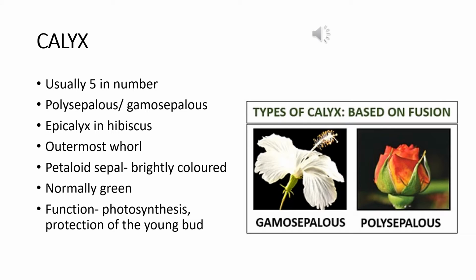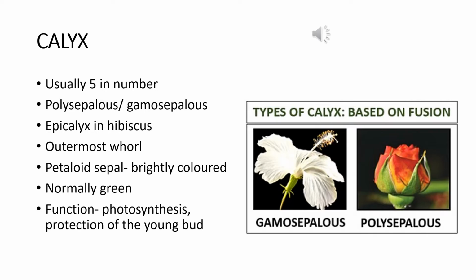Now the different parts of the calyx can be joined together, which is called gamosepalous calyx, and they might be separated from each other totally, which is called polysepalous calyx. The example of gamosepalous calyx includes the hibiscus, as we can see that all of the parts of the calyx are joined together. But in the rose, as we can see, all the parts of the calyx are separated from each other. So it's an example of polysepalous calyx.